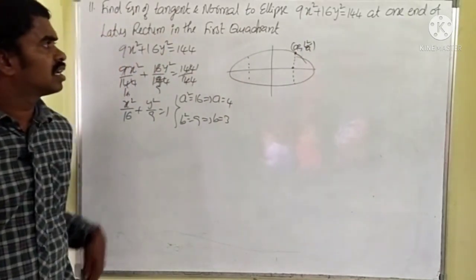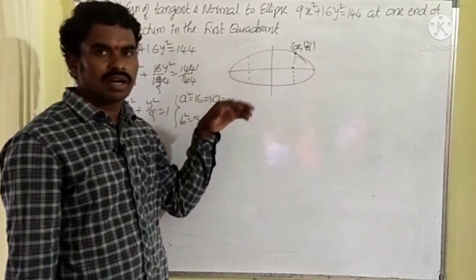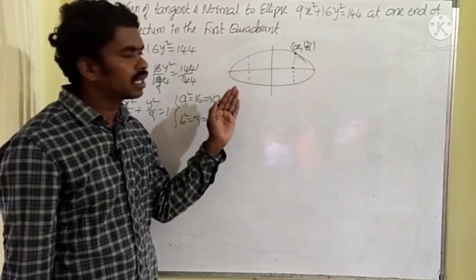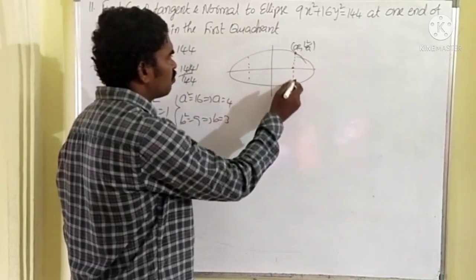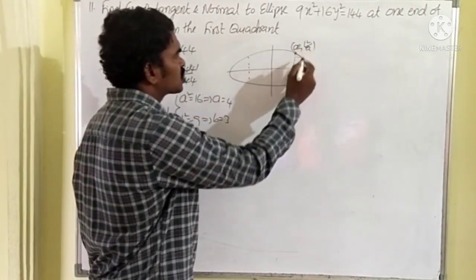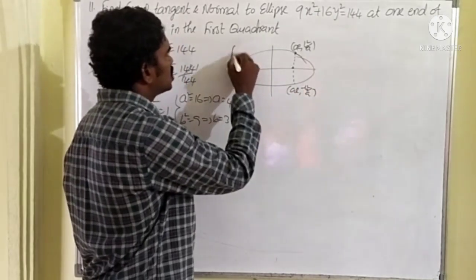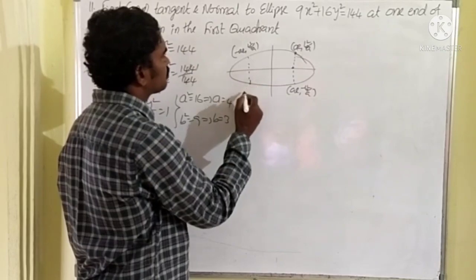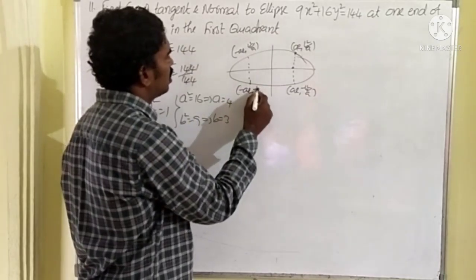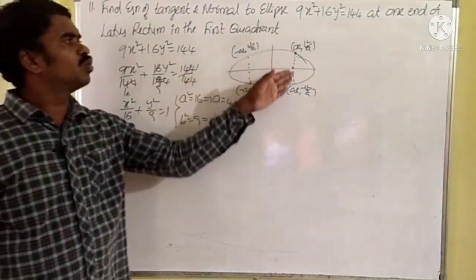So friends, I think these end points were not taught in the previous part also. That's why I am saying the 4 end points. This is (a, b square by a), this is (a, minus b square by a), this is (minus a, b square by a), and this is (minus a, minus b square by a). So these 4 are the ends of the 2 latus rectums.